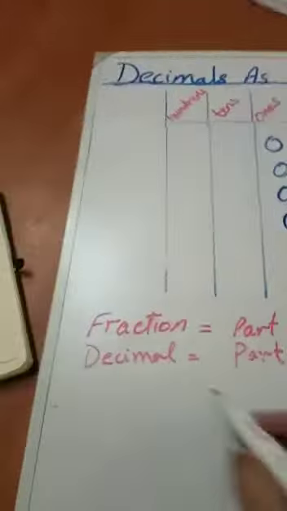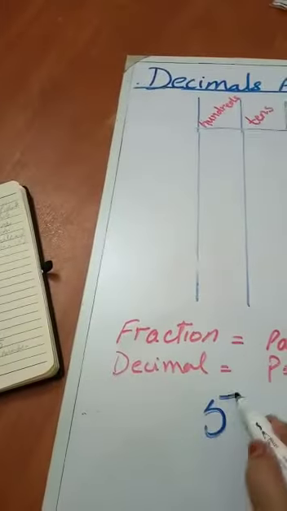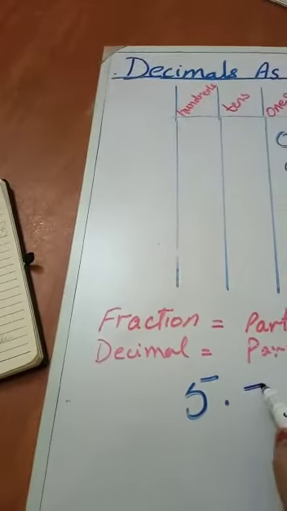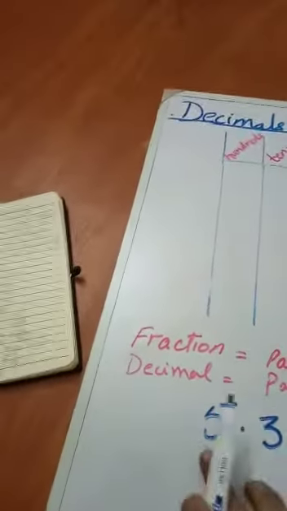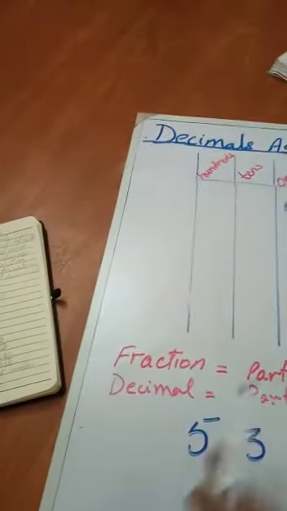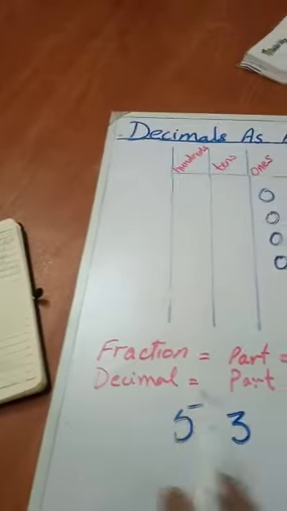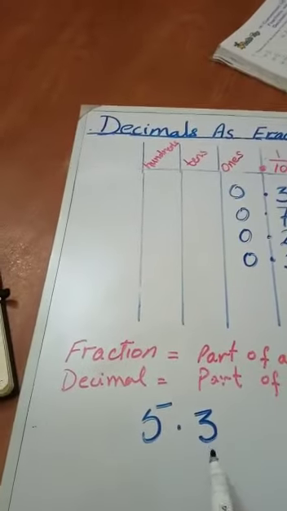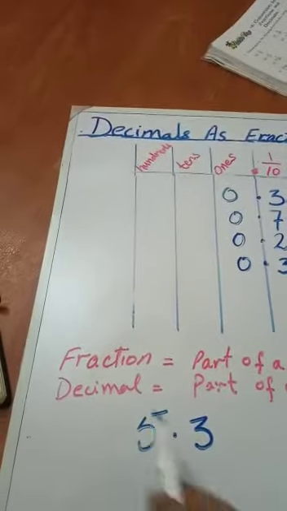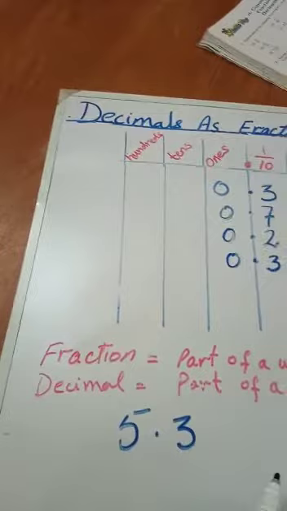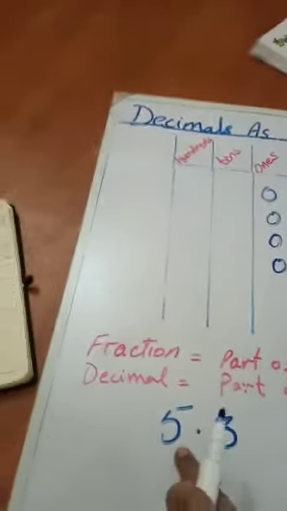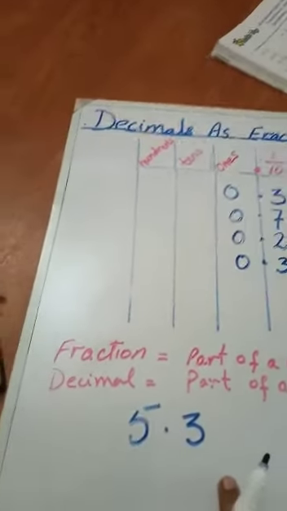So I give you one more example. Here is little different. You can see it is 5.3. Now this number has two parts. One is a whole number part and one is a decimal part or fraction part. So this number, when we change it into the fraction, it will be a mixed number because it has whole number and a fraction part.